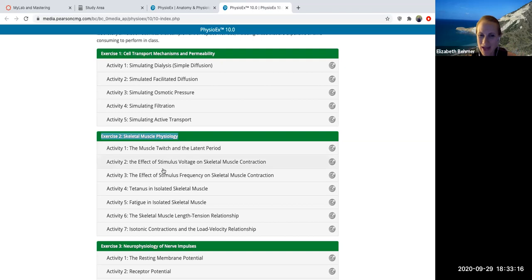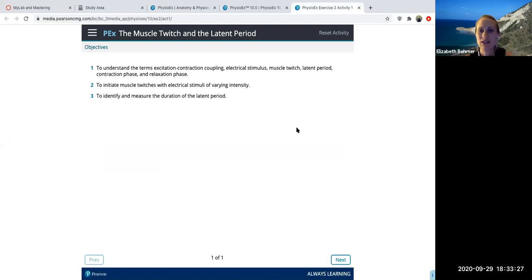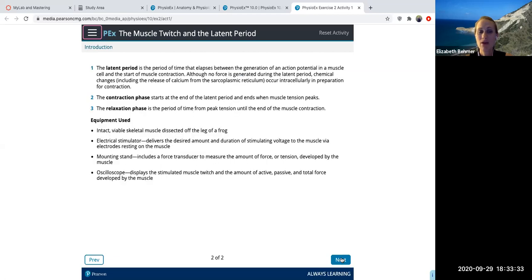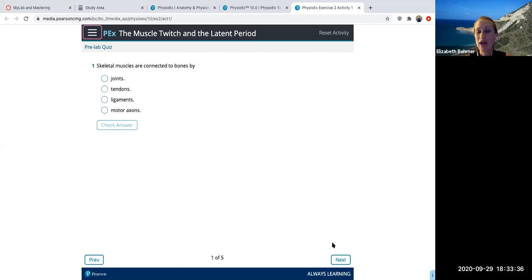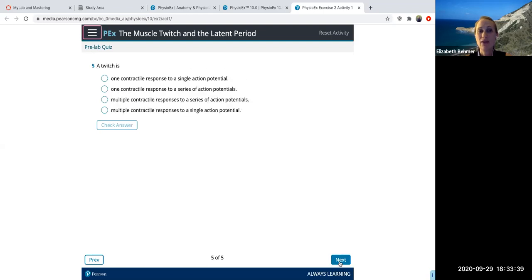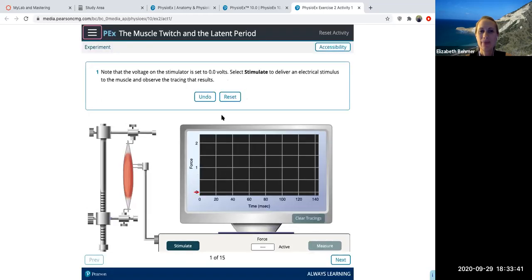And I'm going to ask you guys to do all 7 activities. And I'll take you through what a typical activity looks like. Each activity doesn't take that long, but I give you 2 weeks to do this. Each activity takes you through a series of questions. You have to read through them, a pre-introduction, then there's a pre-lab quiz that you go through, and then eventually you get to the experiment itself. And the experiment for this one involves stimulating a muscle and seeing the force of that muscle from a stimulus. So it's actually a great lab simulation to describe all about skeletal muscle physiology.